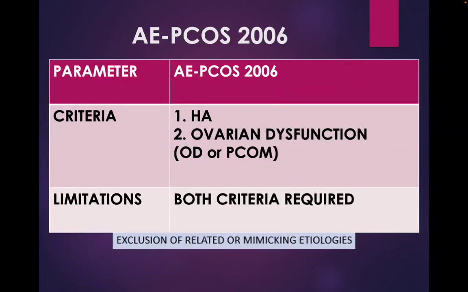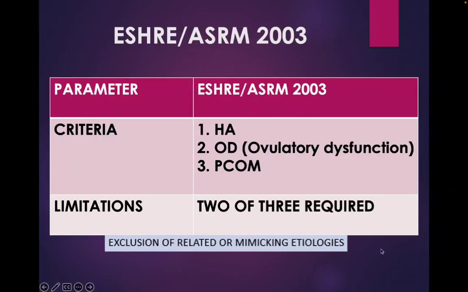It was proposed that hyperandrogenism seems to be the strongest determinant of PCOS pathophysiology and is a key predictor for associated metabolic dysfunction. So the Androgen Excess PCOS 2006 criteria excluded the non-hyperandrogenic phenotype that was proposed by the 2003 Rotterdam criteria. What Rotterdam said was, even if hyperandrogenism is not there, if ovulatory dysfunction is there and polycystic ovarian morphology is there, the patient is PCOS.